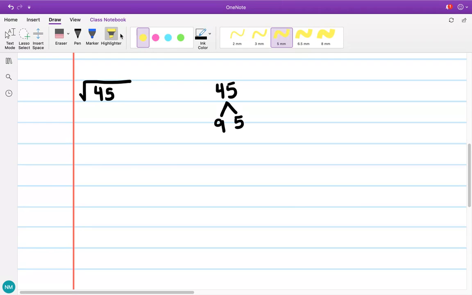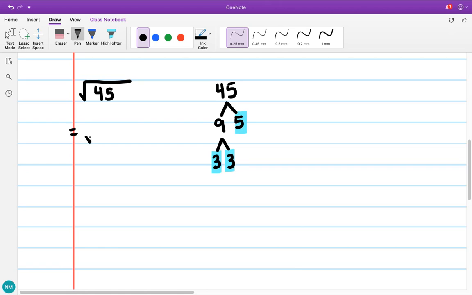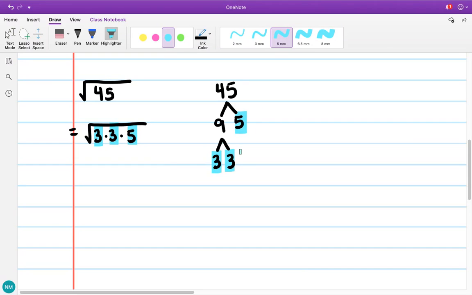So which one of these is prime, if any? It's going to be 5. So 5 stays, and then we have to break down 9 more. 9 is 3 times 3. So I have 45 is the same thing as me saying the square root of, and I'm going to write them in order, 3 times 3 times 5. I just took them from there.